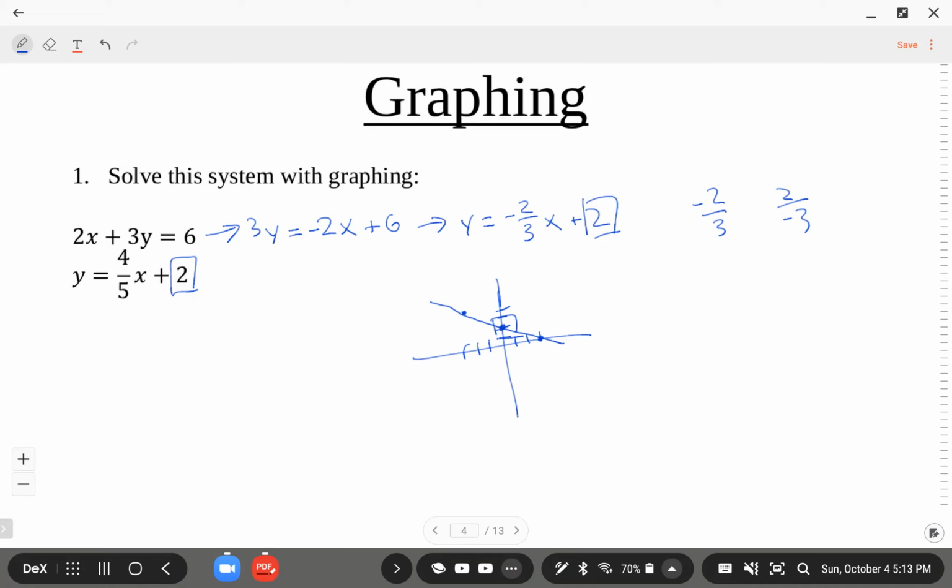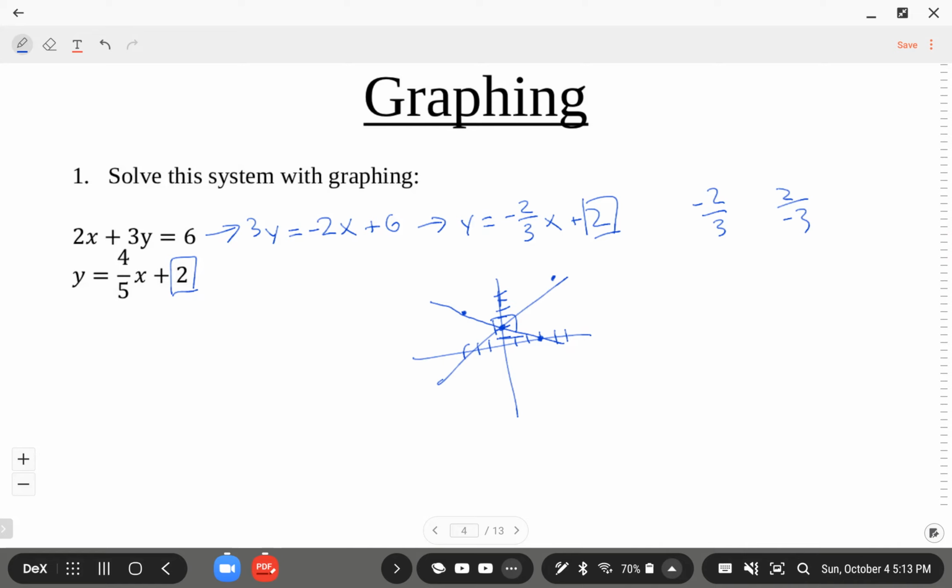So let me graph the other line real quick. 1, 2, 3, 4. Then there we go. Right here. That should be our line. About like that. Okay, my lines aren't that good, but you get it. The intersection is the answer.